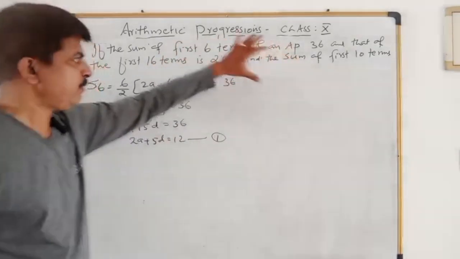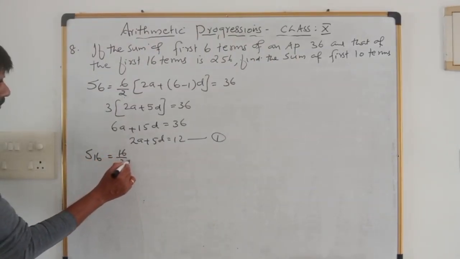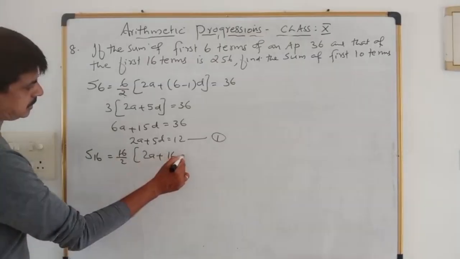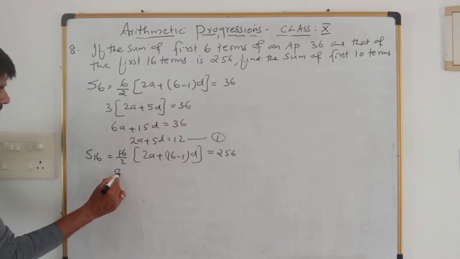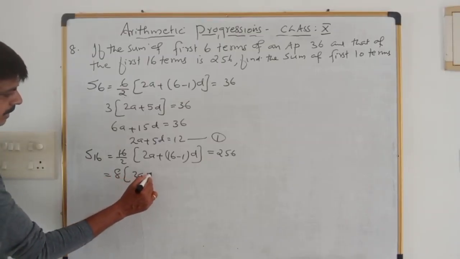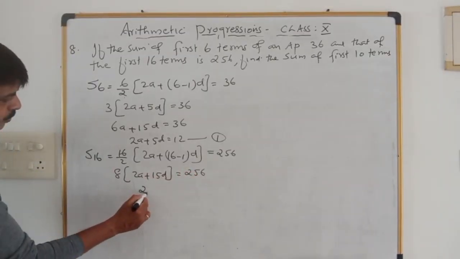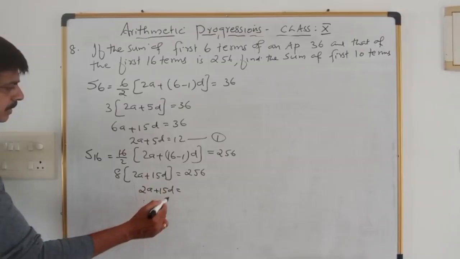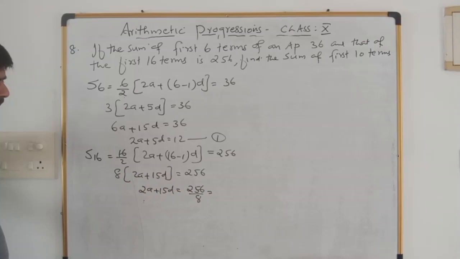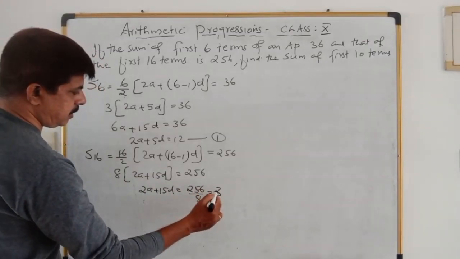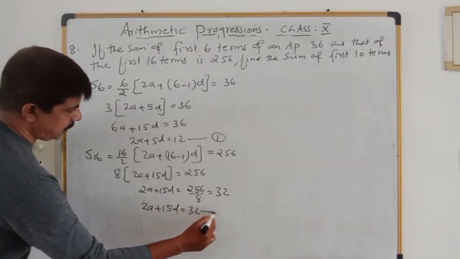Now, same AP, we want to consider the sum of first 16 terms. S16 is 16 by 2 into 2a plus (16 minus 1) into d, which is equal to the given 256. So 8 into (2a plus 15d) is equal to 256. So 2a plus 15d is equal to 256 divided by 8. What is 256 divided by 8? 32. So we got the second equation, 2a plus 15d is equal to 32.